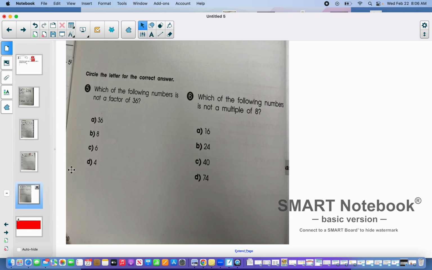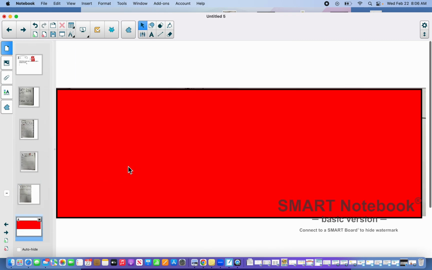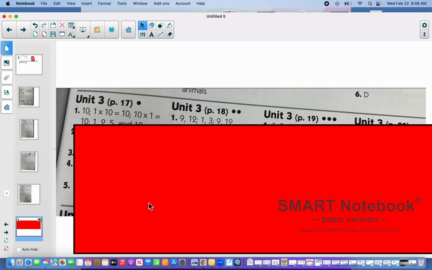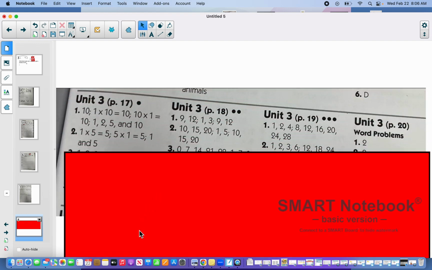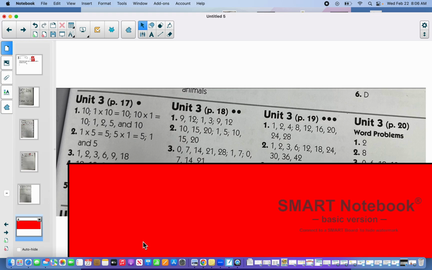Okay, if you've gotten this far and you want to check some of your answers, I'm going to show you some of them for the first few here. Okay. You can click pause and check your answers. Make sure you're getting them correct. If you need help, please see your teacher.